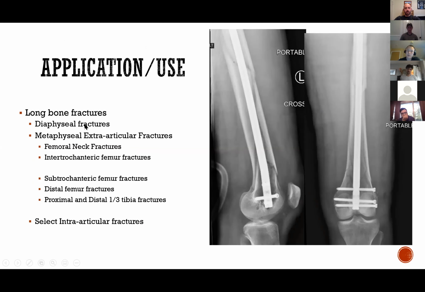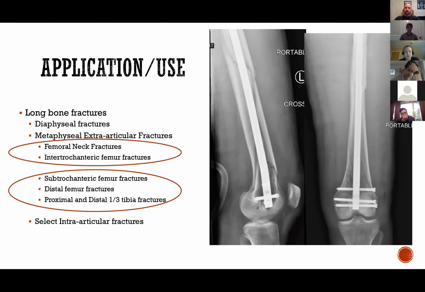In addition to mid-diaphyseal fractures, these can be used for metaphyseal extra-articular fractures. That would include femoral neck fractures. That is a type of metaphyseal fracture of the femur, as is an intertrochanteric femur fracture. And it can be used for select intra-articular fractures, but we're not going to talk about that today. That requires some specific uses.